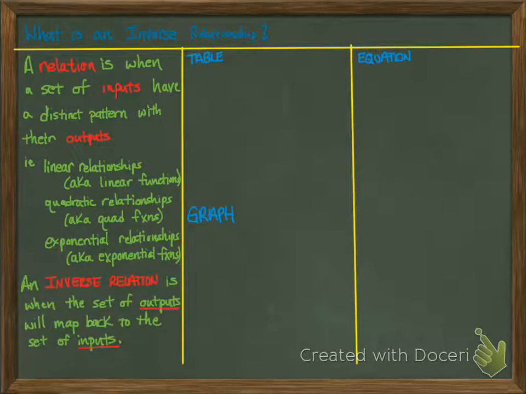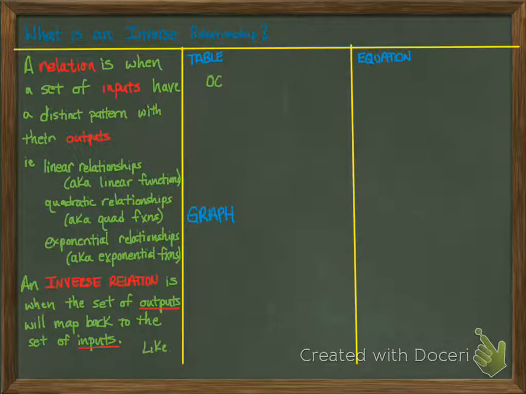An inverse relation is when the set of outputs will map back to the set of inputs. Wait, what? That means what was in the output table will actually give you what was originally in the input side of the table. So we're going to look at it in our three phases: a table, graph, and equation.